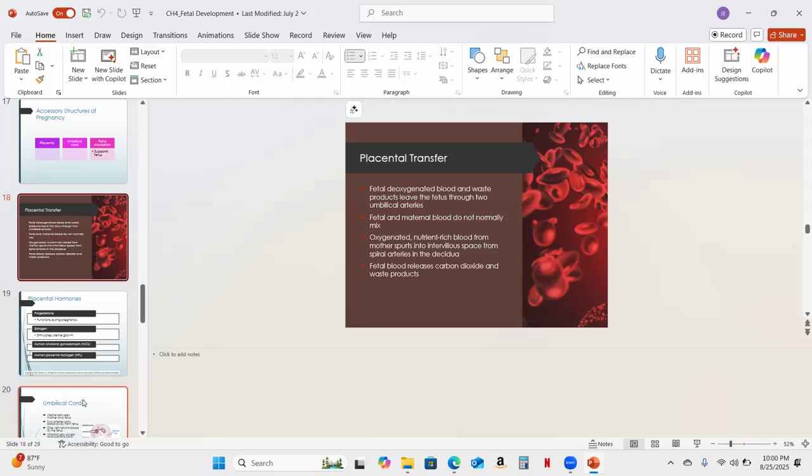So then the placenta, right? So you've got the fetal deoxygenated blood and waste products leaving the fetus through 2 umbilical arteries. And then fetal and maternal blood don't normally mix, right? Because you've got that barrier. But some things do cross the placental barrier. And things can, we'll talk about that. And then oxygen-rich blood and other stuff is then carried through the vein back to the fetus. So there's 2 arteries and 1 vein.